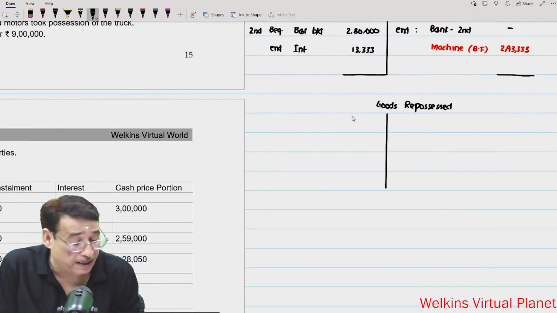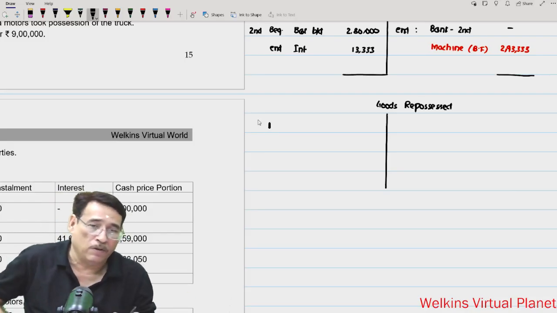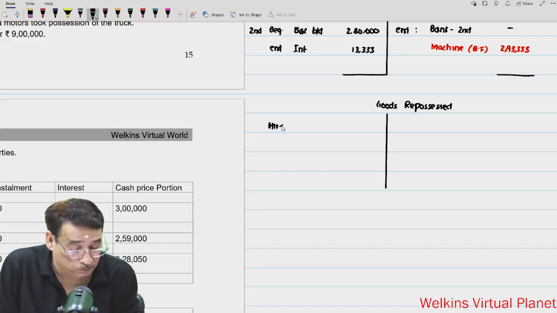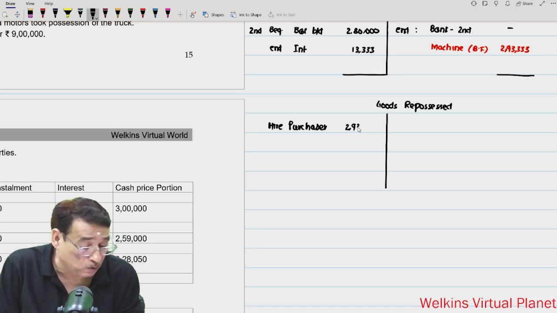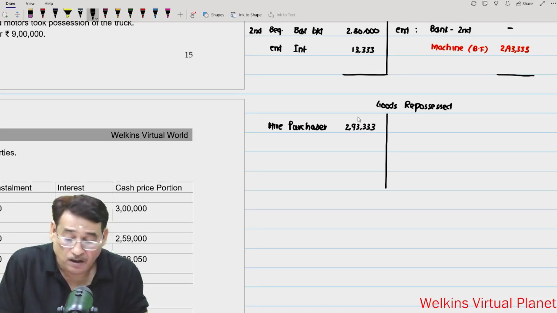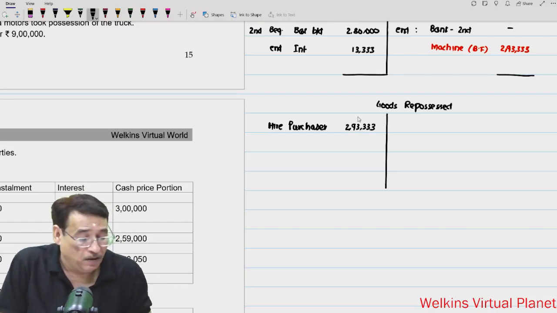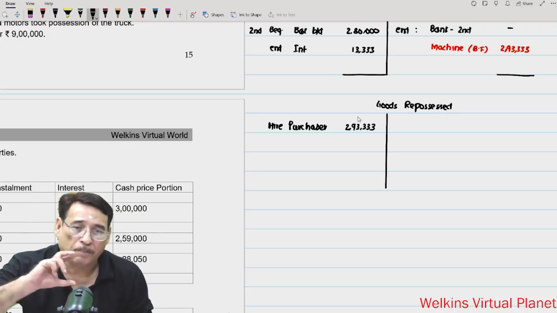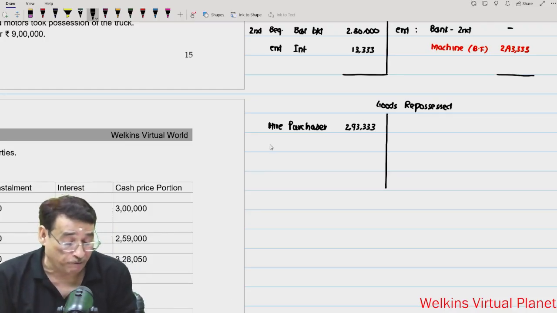So on the debit side of the goods repossessed account, I will write here, when we take back the goods, goods repossessed account debit to hire purchaser. I will write here to hire purchaser, 2,93,333. Now nothing is given with respect to goods repossessed. For example, in the question, it could have been given that after taking back the goods, the seller spent so much of amount. Suppose it had been given that the seller had spent some amount, then I would have debited it.